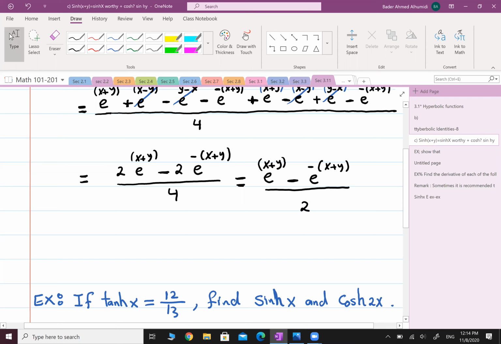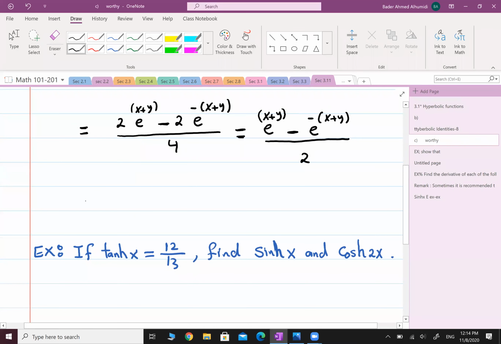And coming back to the definition of hyperbolic functions, what does this represent? What does it represent? This is exactly hyperbolic sine of x plus y. You just use the definition, and this is exactly the left-hand side of the equality we have, or the identity we have. Any question regarding the second?